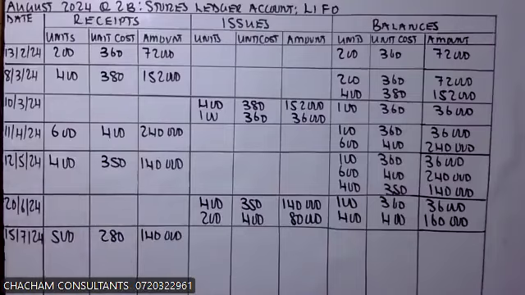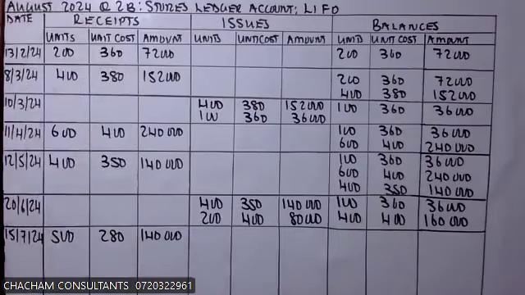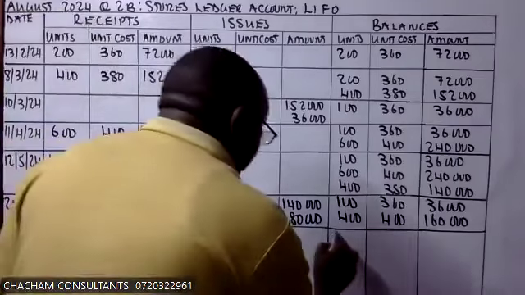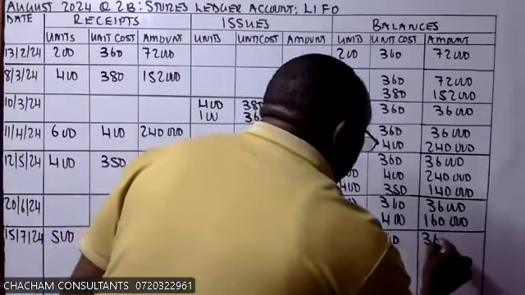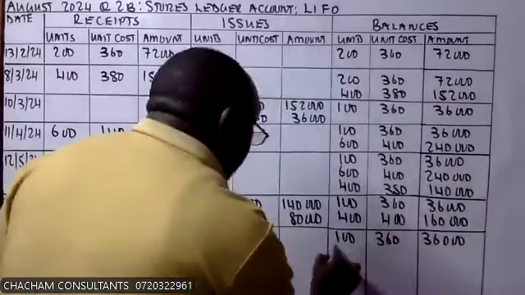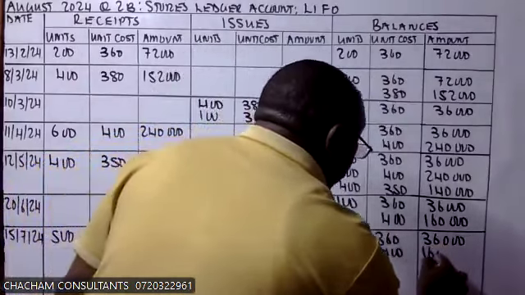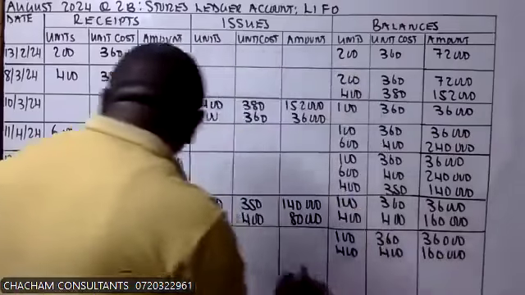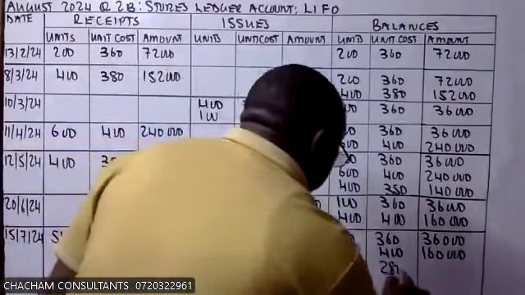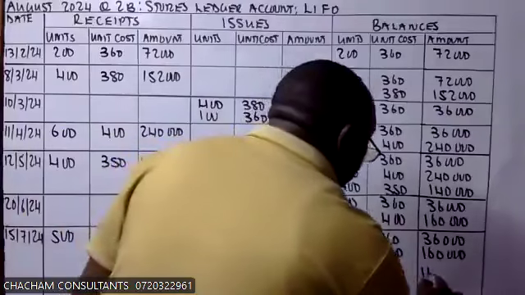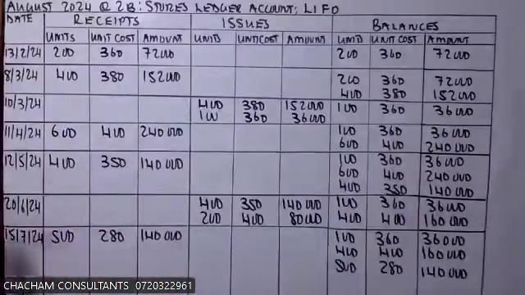So with that, tukikuja kufunga pale, tutafunga na hii 100 at 360. We have that 6,000. Then 400 at 400, we have 160,000. Then 500 at 280, we have 140,000.